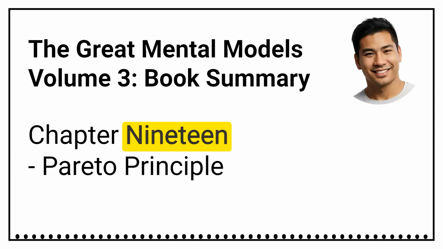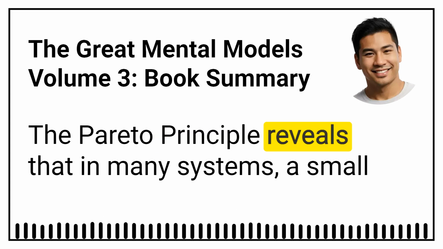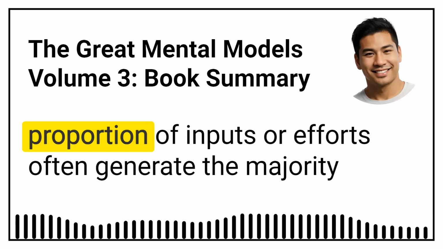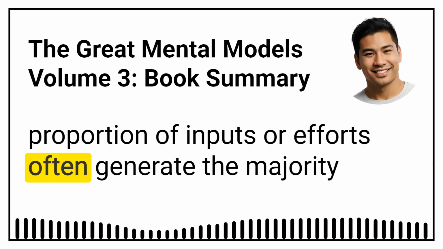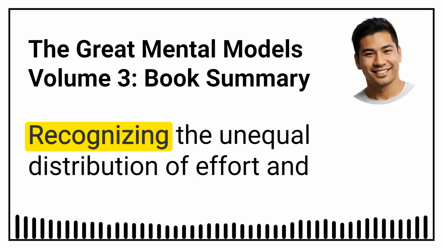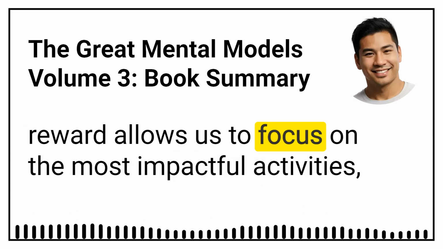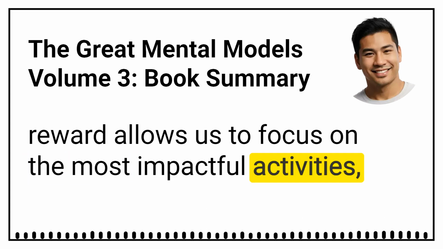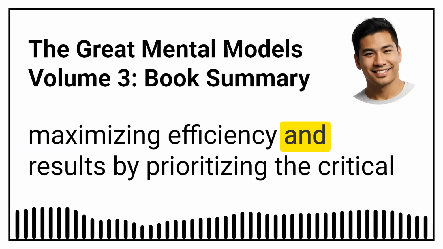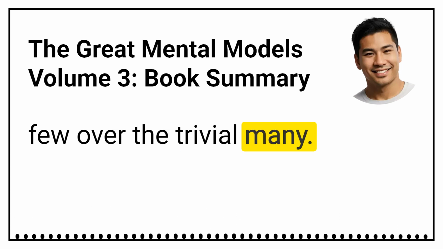Chapter 19. Pareto Principle. The Pareto Principle reveals that in many systems, a small proportion of inputs or efforts often generate the majority of outcomes or results. Recognizing the unequal distribution of effort and reward allows us to focus on the most impactful activities, maximizing efficiency and results by prioritizing the critical few over the trivial many.